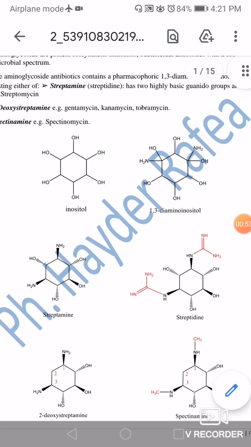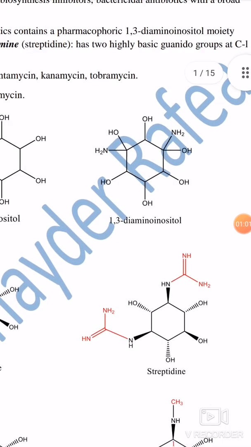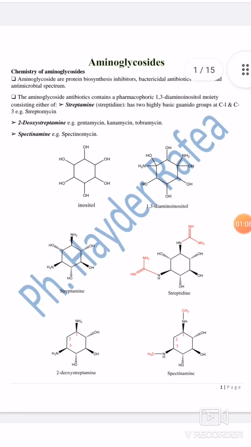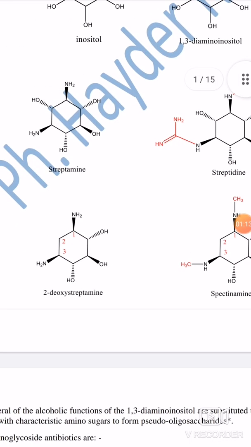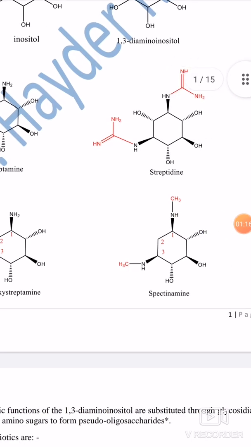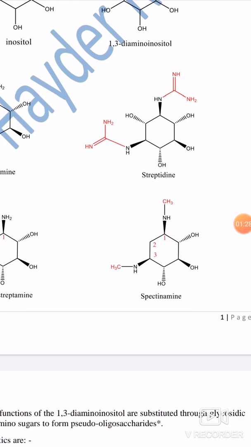The functional groups here, as we see, are 6 hydroxyl groups, and in the 1,3-diaminoinositol, 6 hydroxyl groups with two amino groups at carbon 1 and 3. Here it is the streptamine and streptidine. Here the 2-deoxystreptamine, which has lost the OH at carbon number 2, and here the spectinamine.